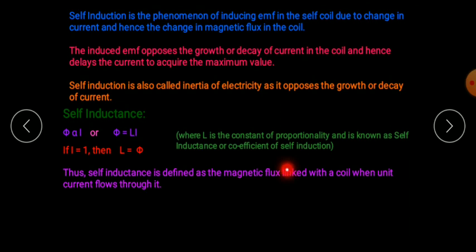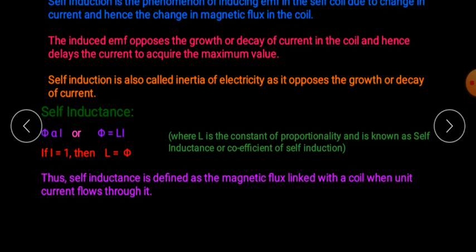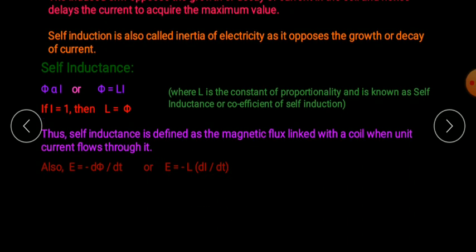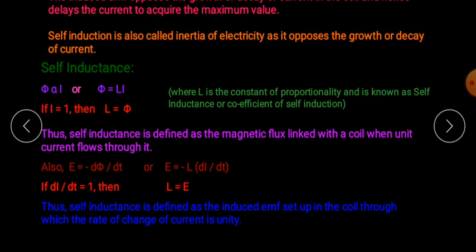So self-inductance is defined as the magnetic flux linked with the coil when unit current flows through it. We know that E = -d phi/dt. From this equation and the previous equation we can write E = -L dI/dt. If we put dI/dt = 1, then L = E. So self-inductance is defined as the induced EMF set up in the coil when the rate of change of current is unity.